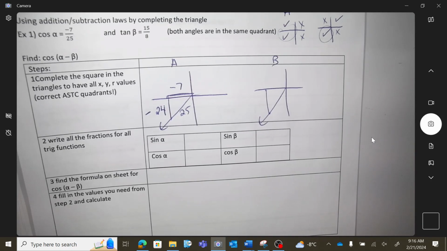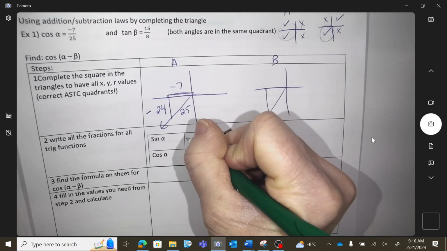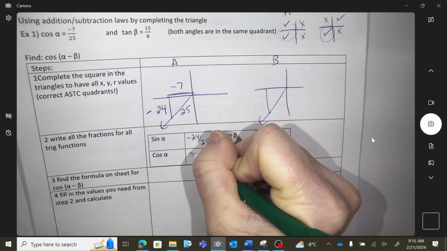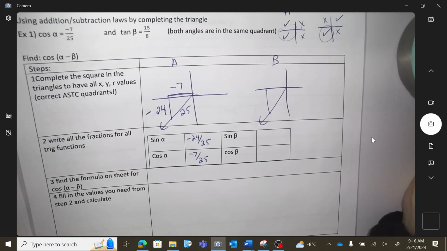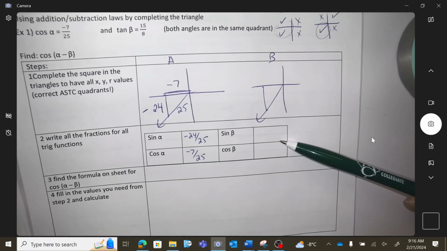Okay, so this is what I know about A. The sine is negative 24 over 25. And the cos is negative 7 over 25. Okay, now B.